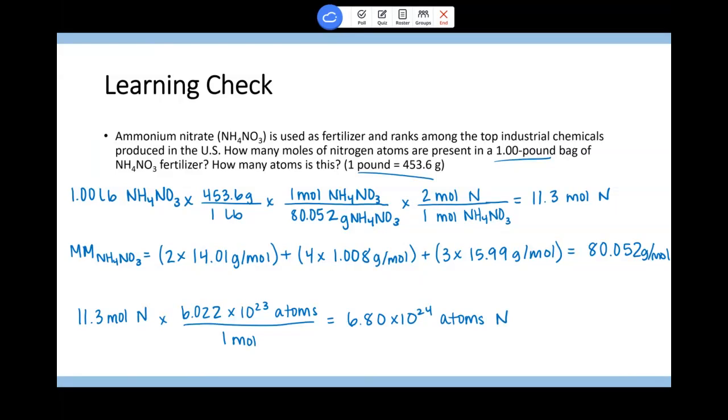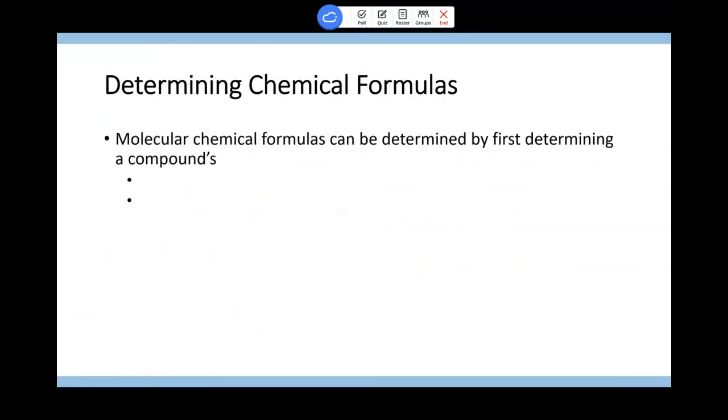Okay. So when we have the chemical formula of a compound, we can determine the moles of each atom as long as we have the mass. If we have the mass of different atoms, we can determine the amount present. We can determine a molecule's molecular or chemical formula by first determining its mass percent composition.